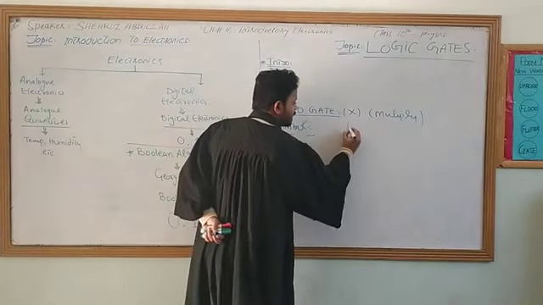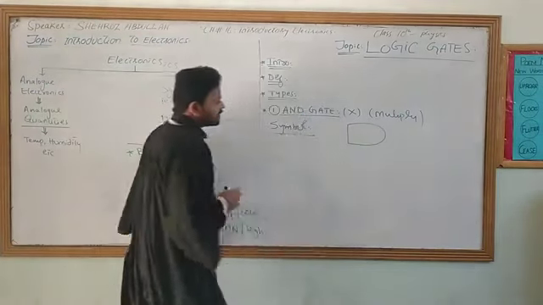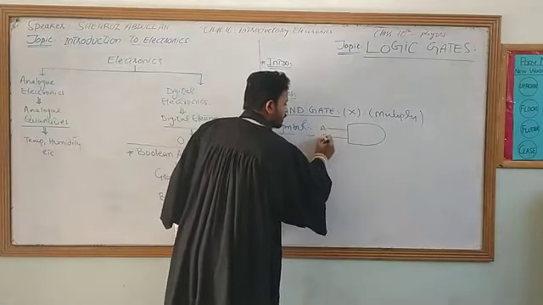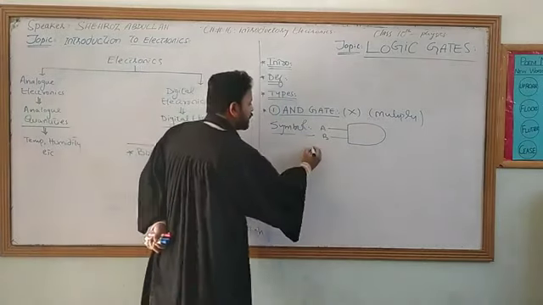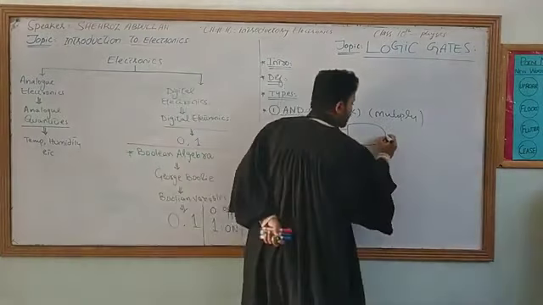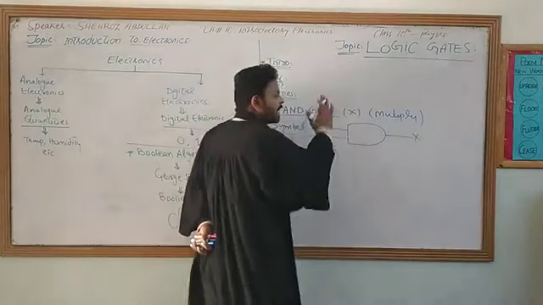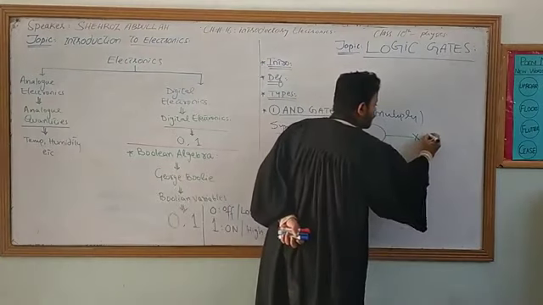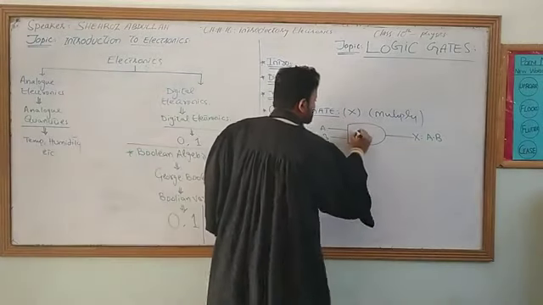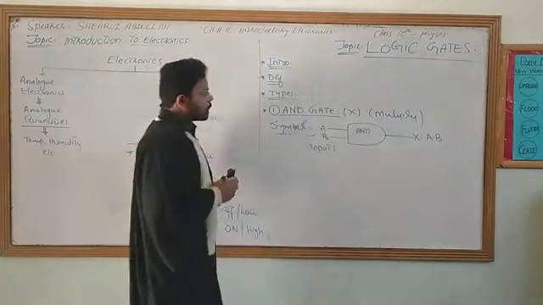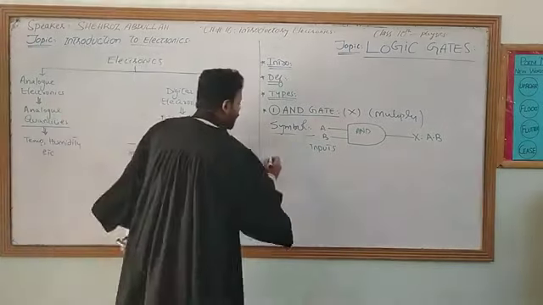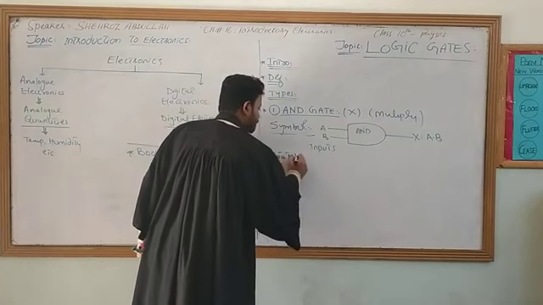The symbol for the AND gate is this. It takes two inputs like this, A and B. These two are inputs, and it gives you an output. For example, it gives you output X, and that output will be in the form of multiplication, like A dot B. This is the AND gate. Now, what can be the truth table of this logic gate? How can we write the truth table of this?